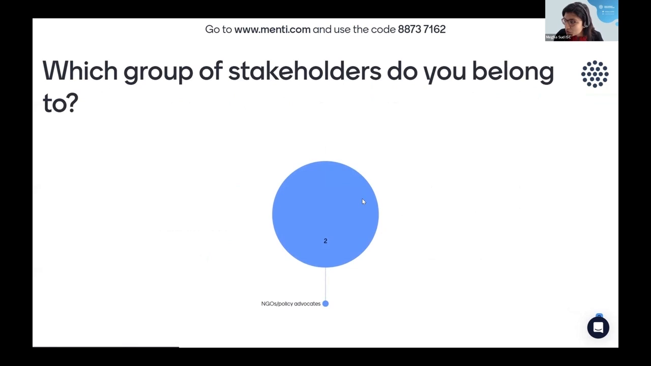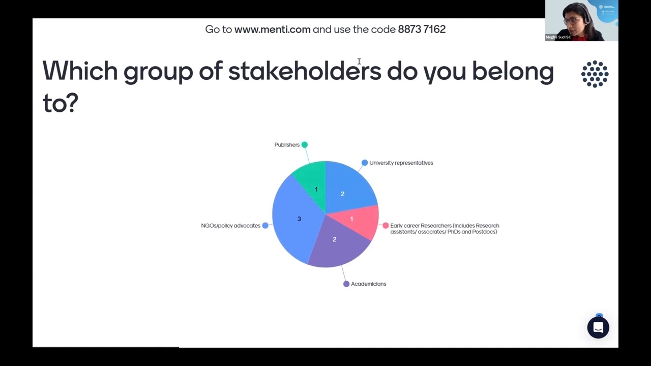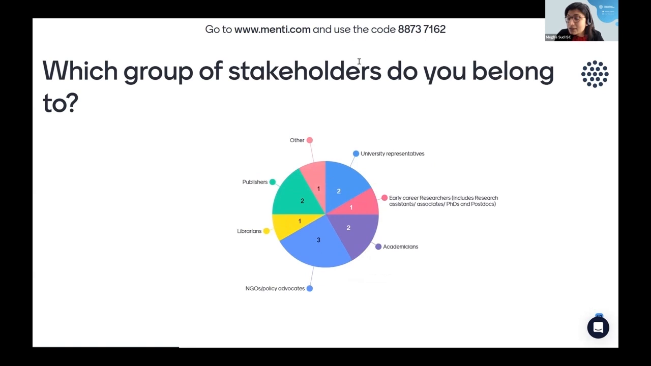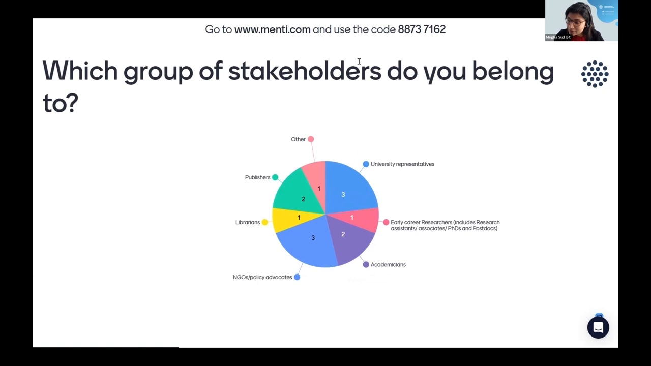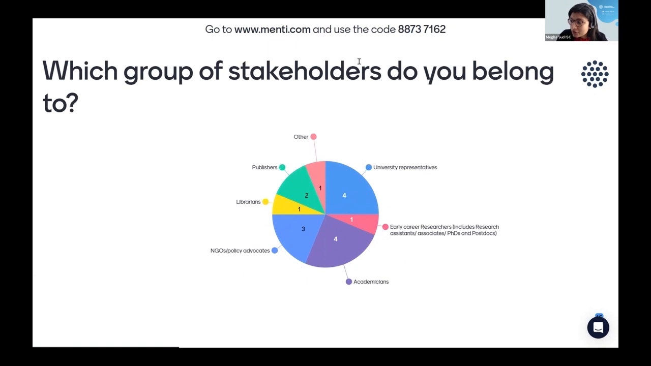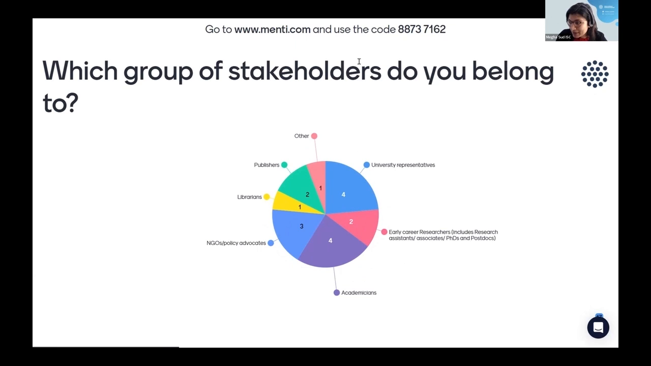So the first question is, which of the stakeholder groups do you belong to? And you have a few options there, which includes NGO policy advocates, government or other policymakers, university representatives, librarians, early career researchers, which for our case we've defined as research assistants, associates, PhDs, and postdocs. If you don't fall into one of those categories, you can choose academicians. And of course, if you're typing other, do drop into the chat box what your stakeholder group is and what we've missed here.